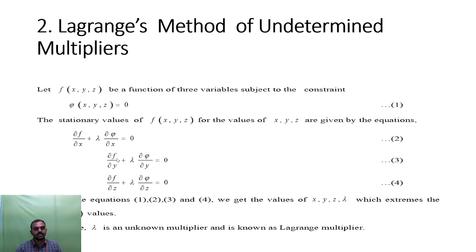So next, ∂f/∂y + λ ∂φ/∂y = 0. Consider the third equation, and ∂f/∂z + λ ∂φ/∂z = 0. After that, solving the equations 1, 2, 3, 4, we get the values of x, y, z and λ, which determine the function f(x, y, z) values. So in this case, λ is an unknown multiplier and is known as the Lagrange multiplier.